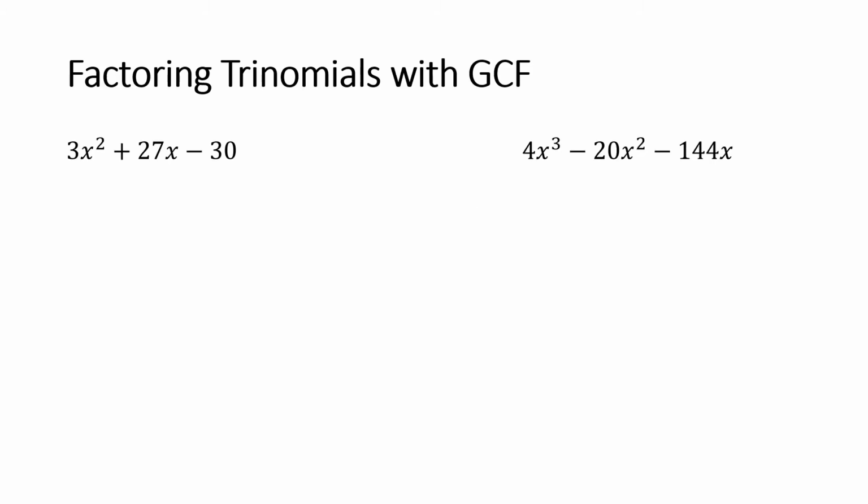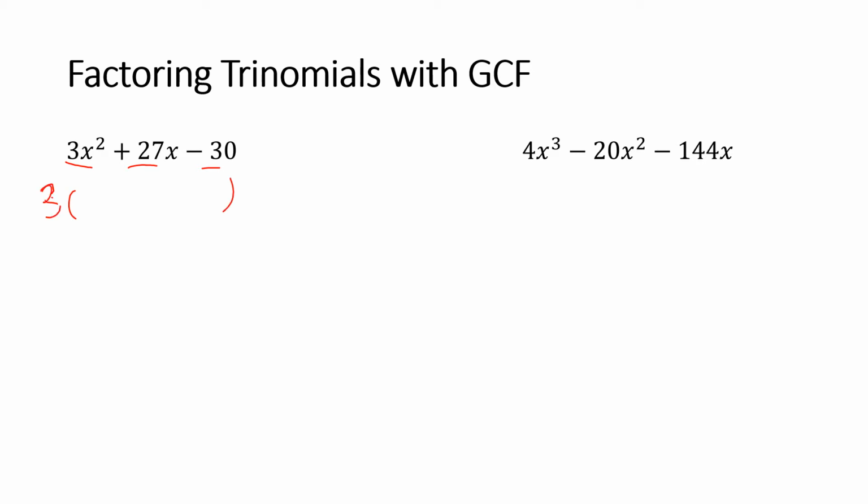We have 3x squared plus 27x minus 30. At first glance, it looks like a regular quadratic trinomial, but if you look closely, all three of our terms are divisible by 3. So that's exactly what we're going to do first, is take out the greatest common factor. Since all three of our terms are divisible by 3, we're going to factor out a 3 to the very front.